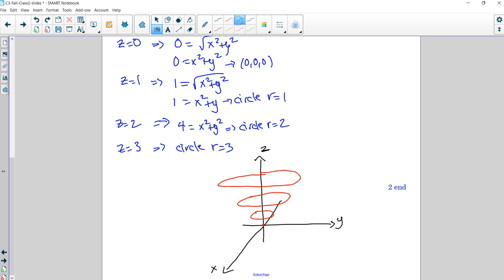If I connect the figures that I found, kind of like so, and imagine this spinning around the entire outside, what I end up with is a single cone.